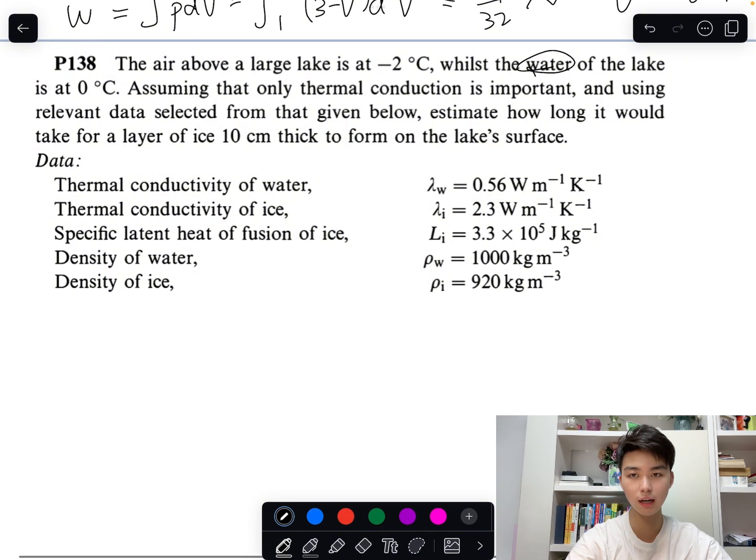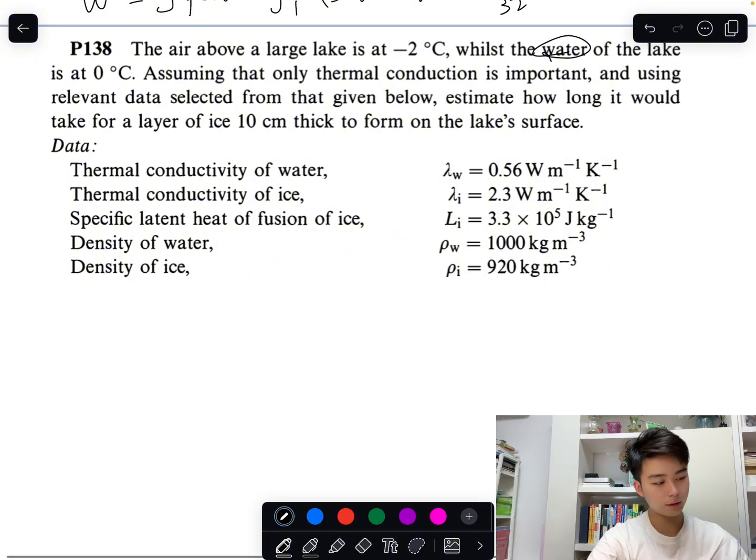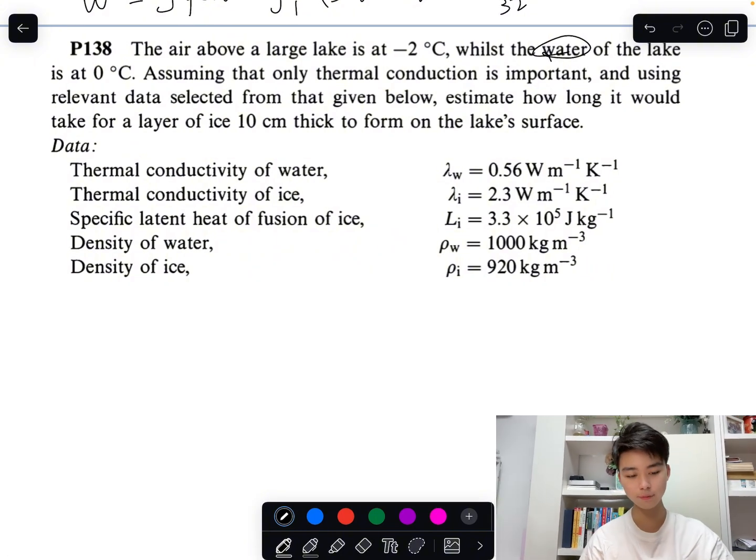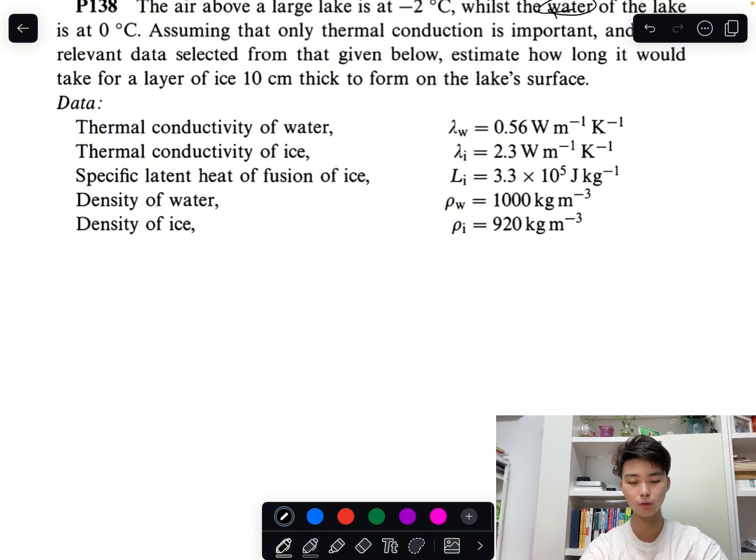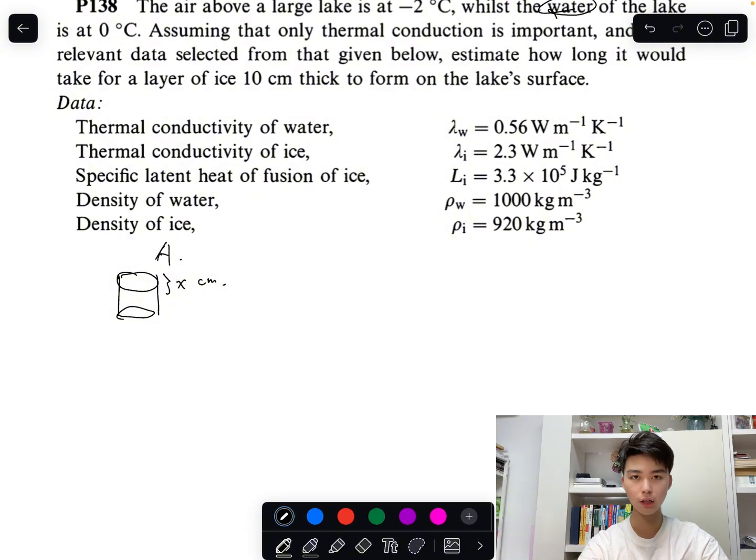So there are three types of heat transmission: thermal conduction, thermal radiation, and for the air we have convection, right? And for this question, we will choose area A of the lake, and we'll figure out what will happen if we already have x centimeters of ice, and we're going to generate delta x centimeters of ice. So how long would that take?